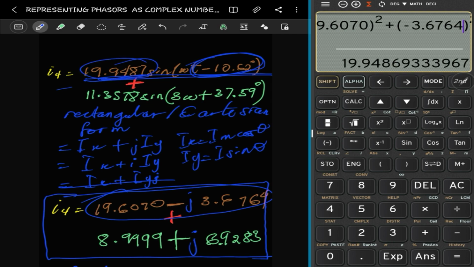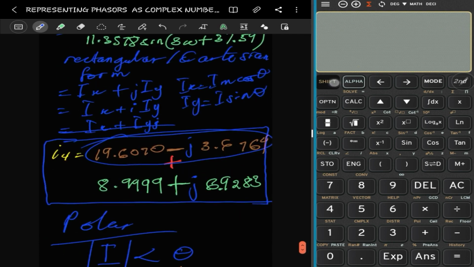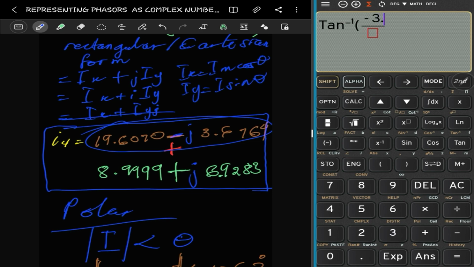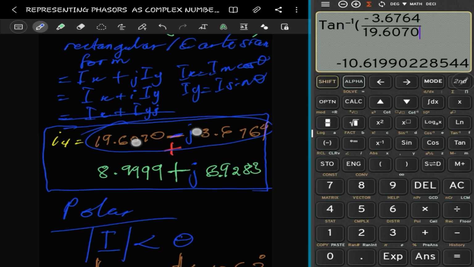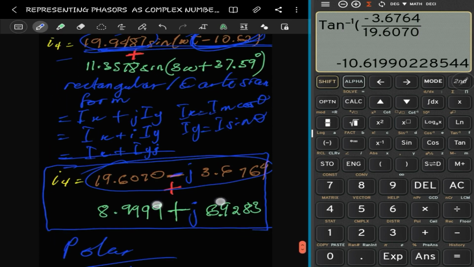So when we are trying to get this angle here as well, we do the same thing, right? So we just do tan inverse the y. The y component is this. The minus here, very important. So minus 3.6764, right? And then we have 19.6070, right? Yeah, so you see clearly it gives us the minus 10.62, right? So that's it. So we've tried it for that part.